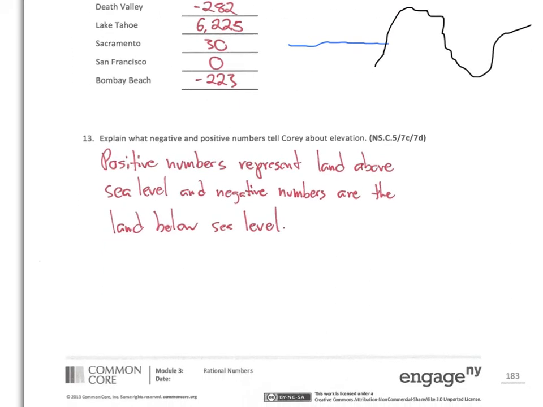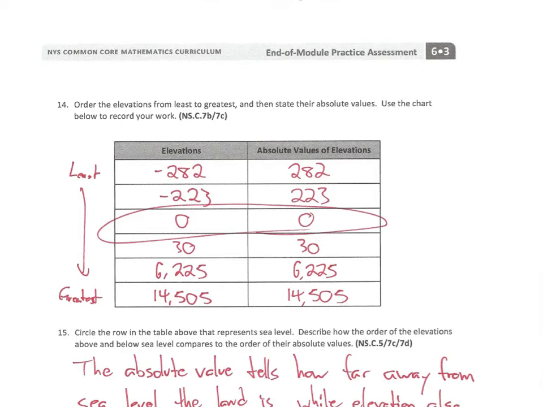Okay, and on to 14. This says order the elevations from least to greatest and then state their absolute values. So these are the same exact elevations from the last problem. You're just putting them from least to greatest. So imagine those numbers on a number line from left to right, and we're just writing them here. So we're going to start with the lowest one. That would be negative 282, and then negative 223, because that's closer to 0, right? Then 0, then 30, then 6,000 225, 14,505. And then we're just writing the absolute values here of all of these numbers.